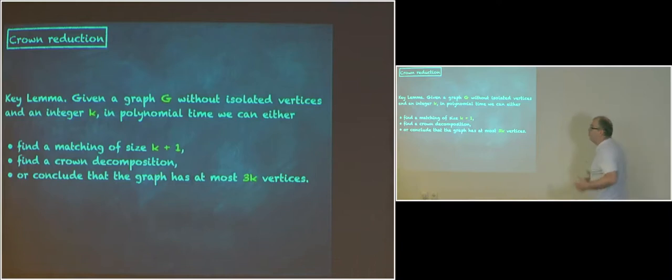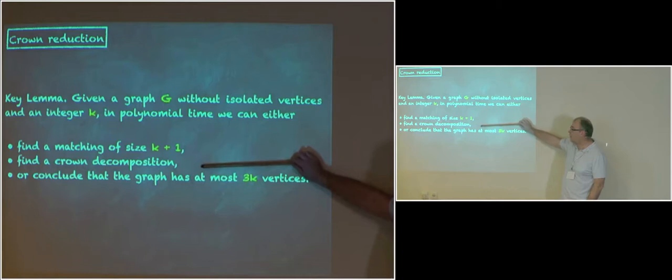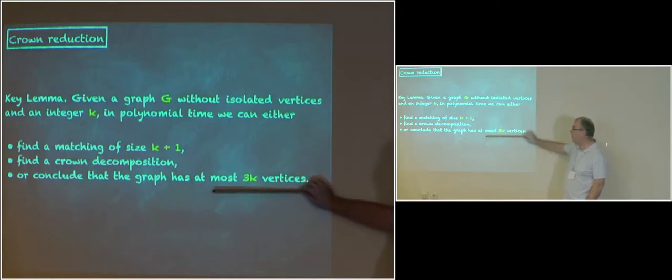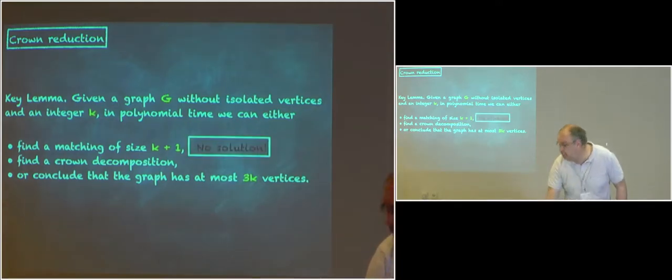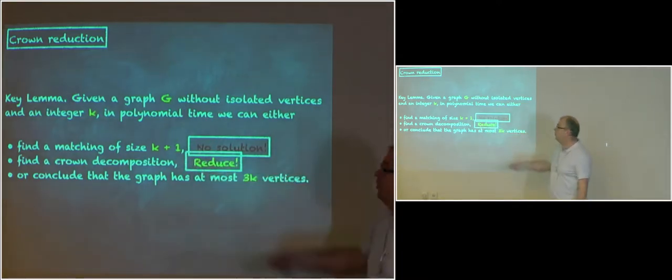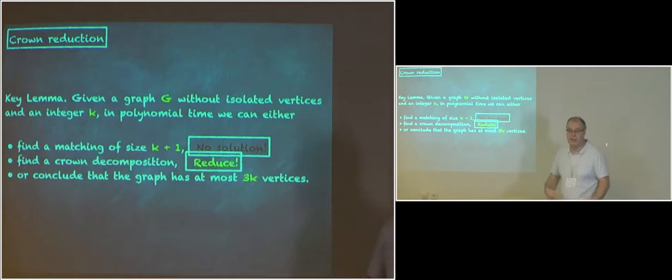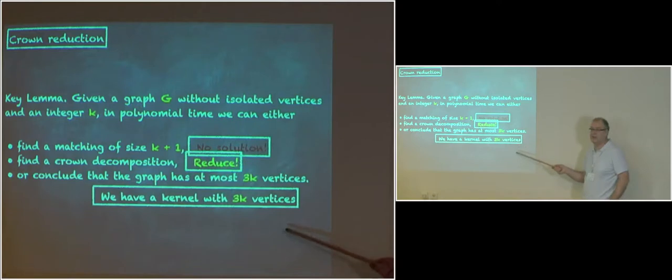Okay, so this brings us more or less immediately to the key lemma. If I have a graph G without isolated vertices and integer k, then in polynomial time, I can either find a matching of size k plus 1, find a crown decomposition, or conclude that the graph has at most 3k vertices. So in the first situation, I know that there is no solution. I'm happy. In the second situation, if I find a crown decomposition, I can use a crown reduction rule. I reduce my instance. And in the third case, I know that I have a kernel with 3k vertices.